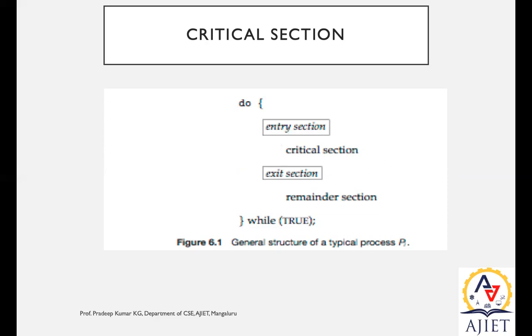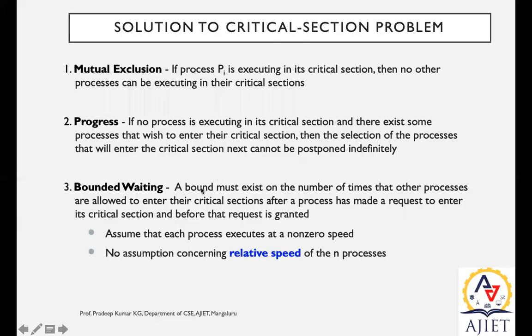So during that particular period, you can't postpone the selection. Which particular process should enter? On the other hand, we may set a priority or a time bound, a timeout period, for those processes. Any one of these possibilities we may set up. So that is progress. The third one is bounded waiting.